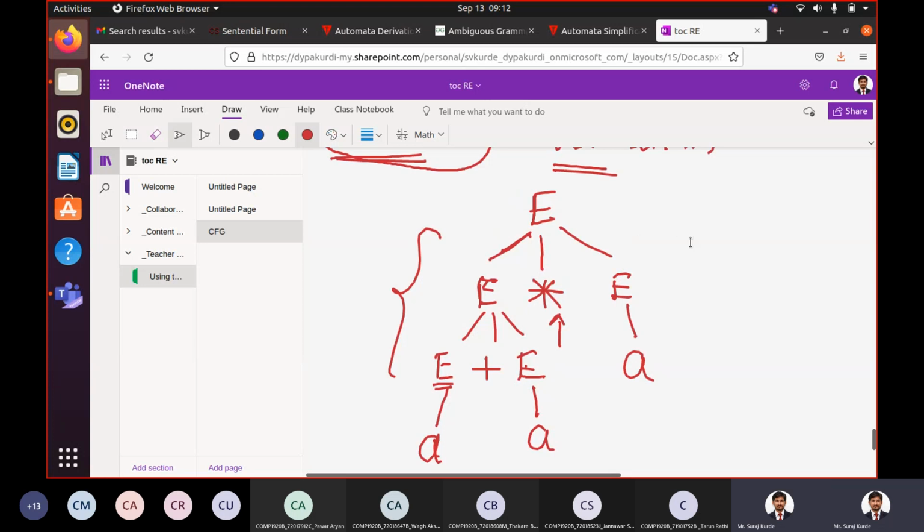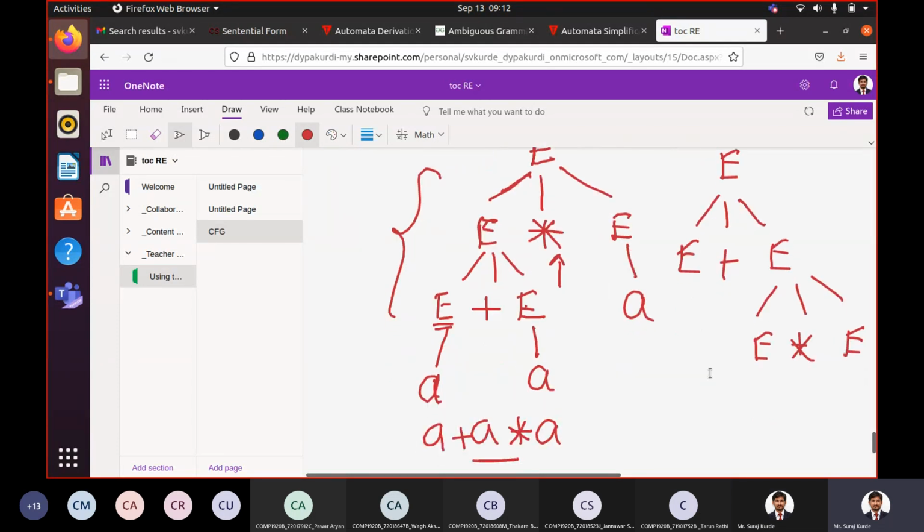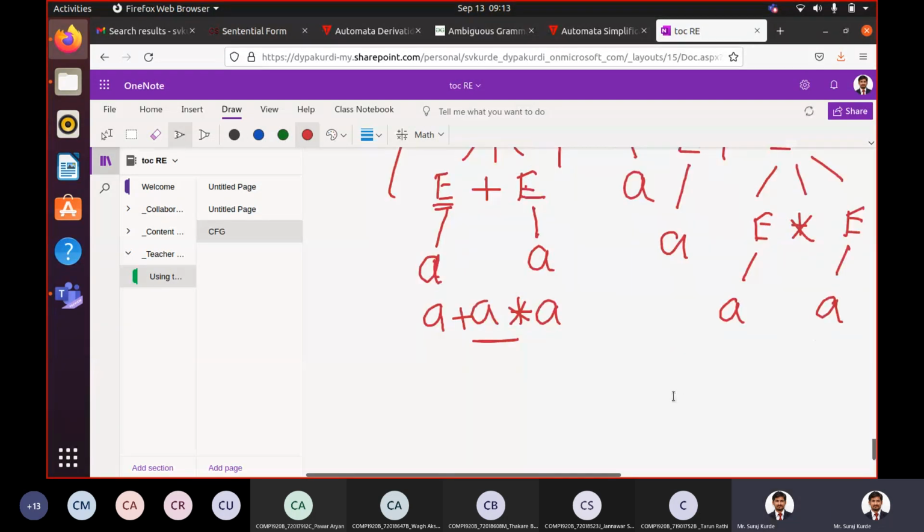In the same way, we can have another derivation tree. E plus E, where we have to replace the rightmost. E into E. Then what will it be? Replace with A, and this with A. Read from left to right: A plus A into A. Same string.